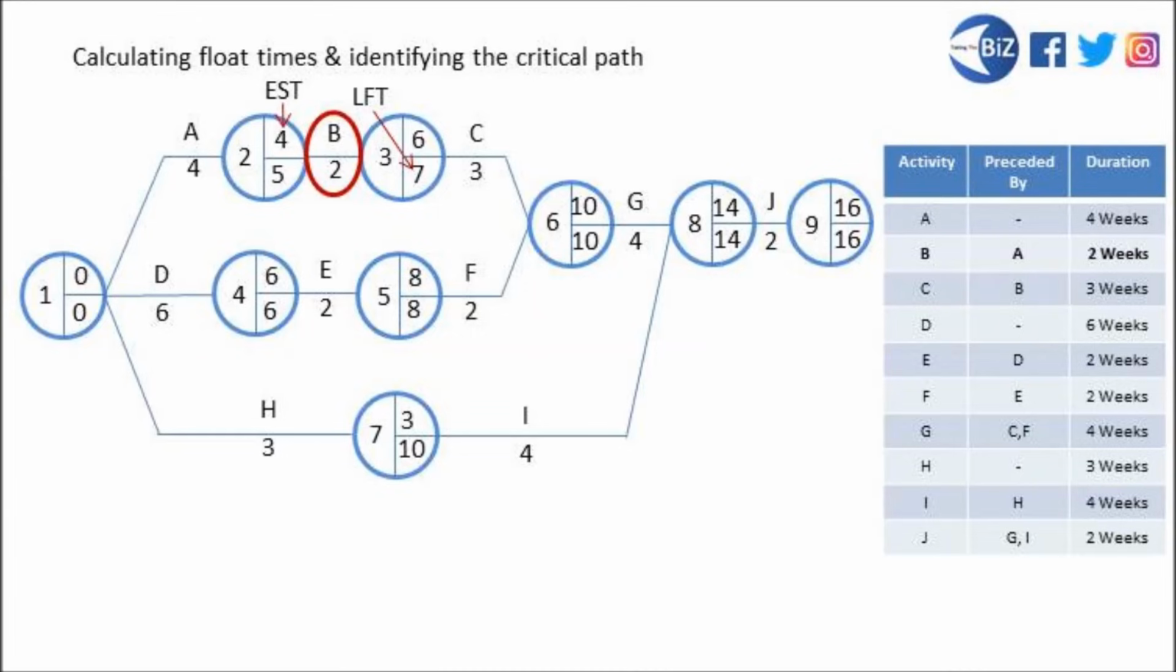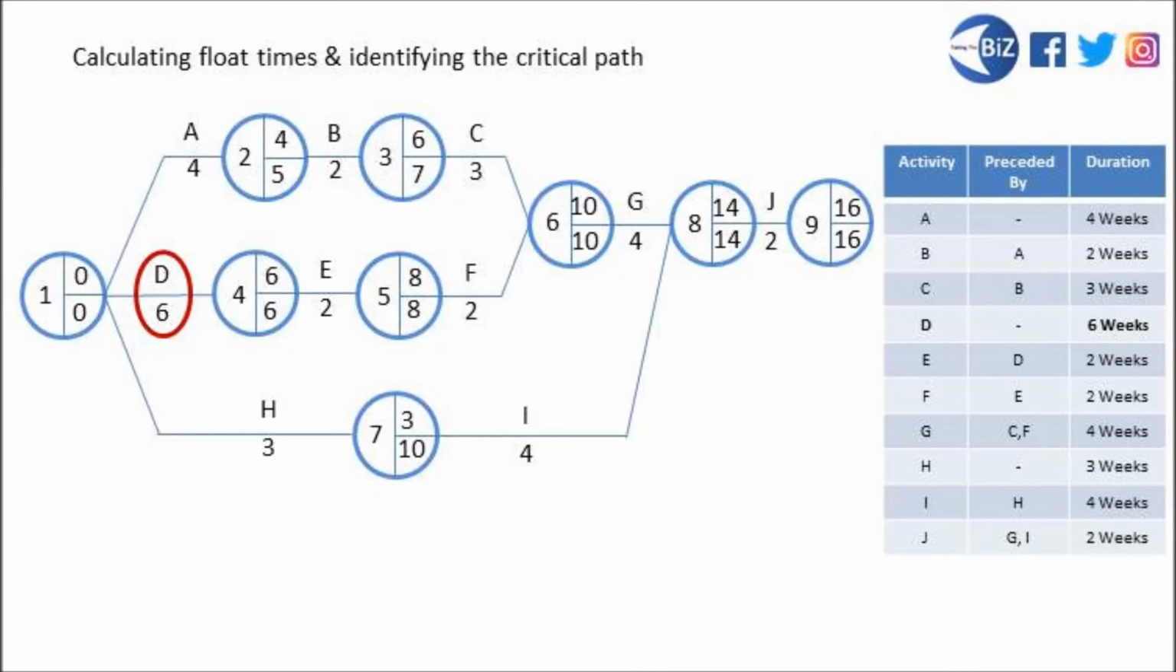We'll put the earliest start times and latest finish times for activity C. We'll see we've got the same situation again. Can kick off on week 6, takes 3 weeks to complete, could really be done by week 9, but crucially doesn't have to be done until week 10. So it's got a week's float time, which means it's not on our critical path.